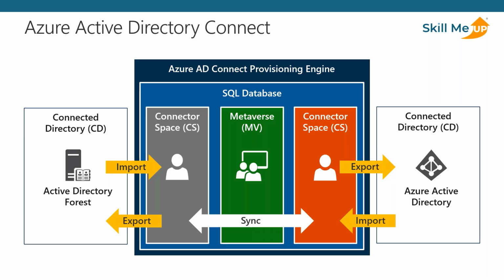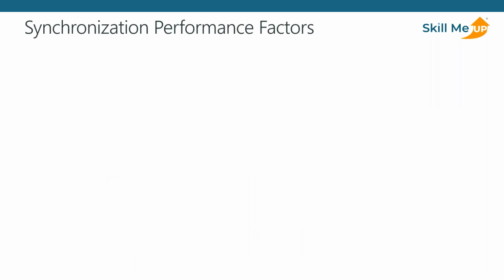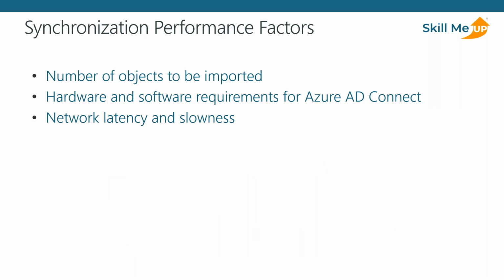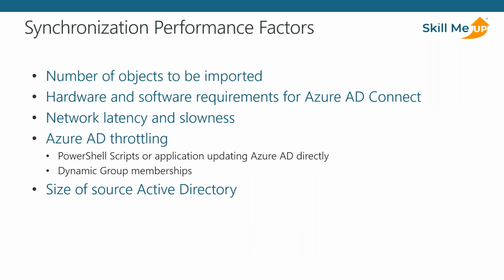Now, it's important to understand that you may hit synchronization performance issues. The key ones are really around the number of objects that you wish to import. If you're importing from a large Active Directory or a large directory structure, then you can have some performance issues. Also, consider hardware and software requirements for Azure AD Connect. Make sure that the Azure AD Connect server meets at least the minimum, if not more, and also has the best connectivity it needs. Network latency and slowness can obviously cause a problem here as well. That's self-explanatory because you're going across the internet.